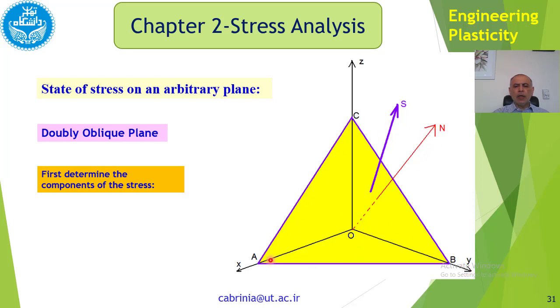So that's N, the perpendicular vector to this plane, and we know from previous explanations that any plane is just shown by its normal. So this normal in fact is showing what plane we mean. So if we find the angles of these normals with x, y, z, then the plane is known and determined. And so this S is a general state of stress on this plane.